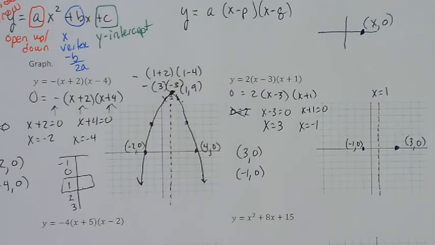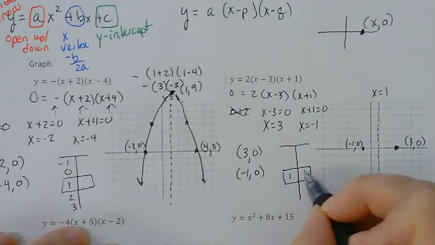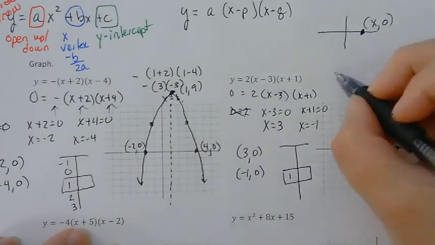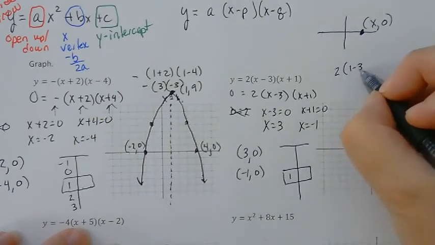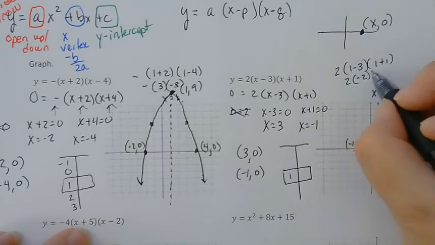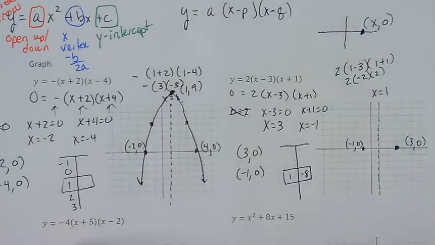So if x is 1, that means on my table of values, 1 should be right here for the vertex. I just need to figure out what the y value is. So I'm going to go back to my equation and put 1 in place of x. So I have 2 times 1 minus 3 times 1 plus 1. So it'd be 2 times negative 2 times 2, which is negative 8. So if I put 1 in for x, negative 8 is y. So I'm going to go plot that point.